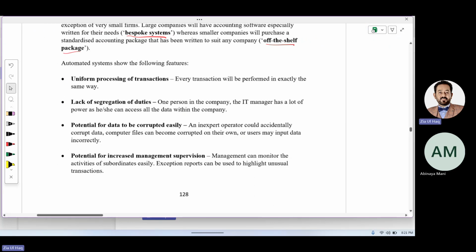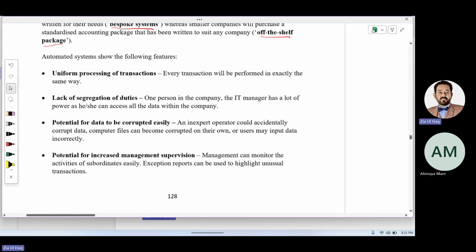Automated systems show the following features. Meaning if a company uses a computerized system instead of manual, what could be the features of the computerized system? Meaning there could be some benefits, there could be some problems. Uniform processing of transactions, meaning through an automated system, all the transactions will be recorded in the same manner. In manual, it might be that transactions are recorded in different ways. Lack of segregation of duty.